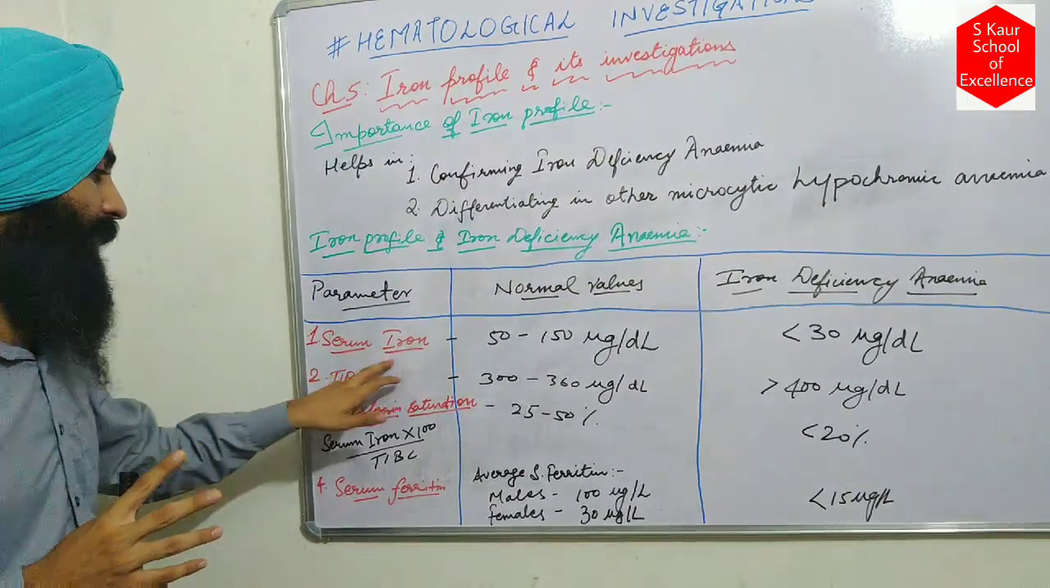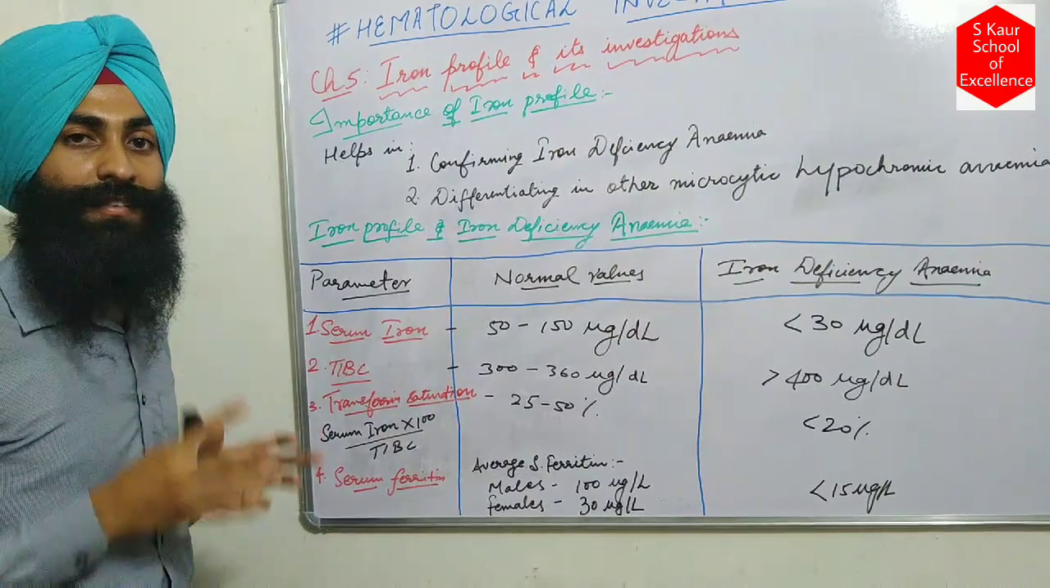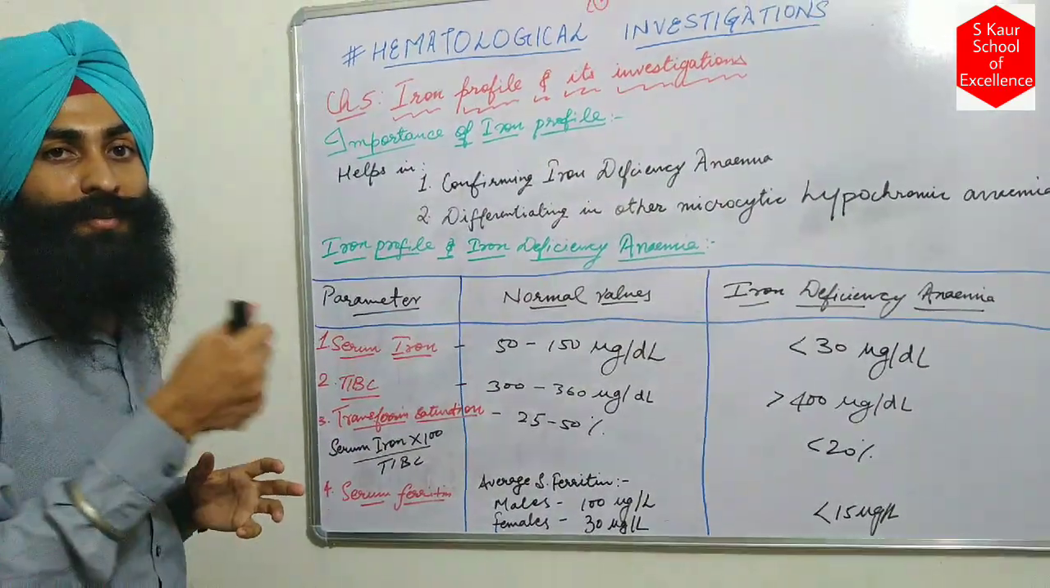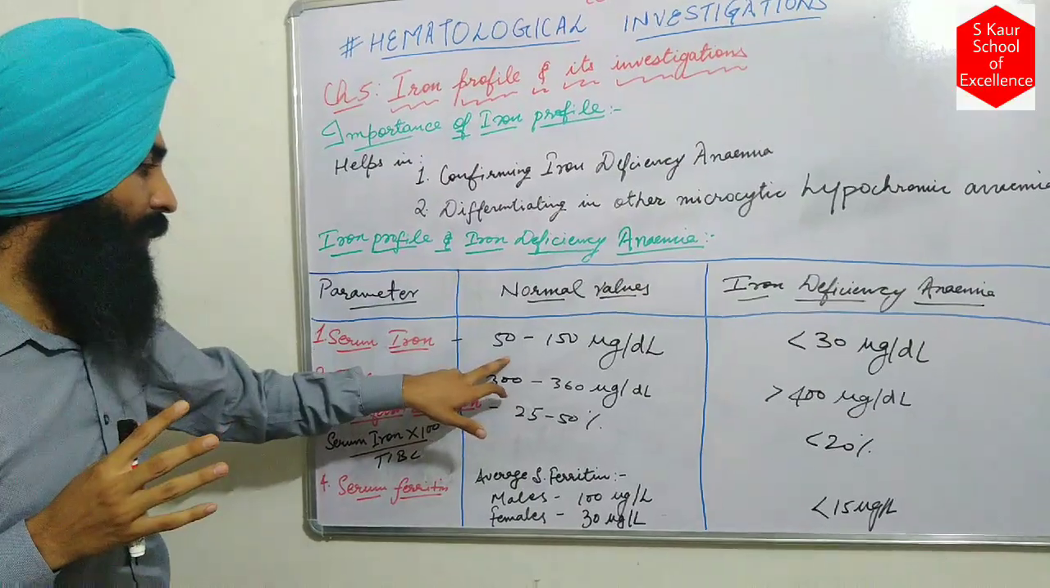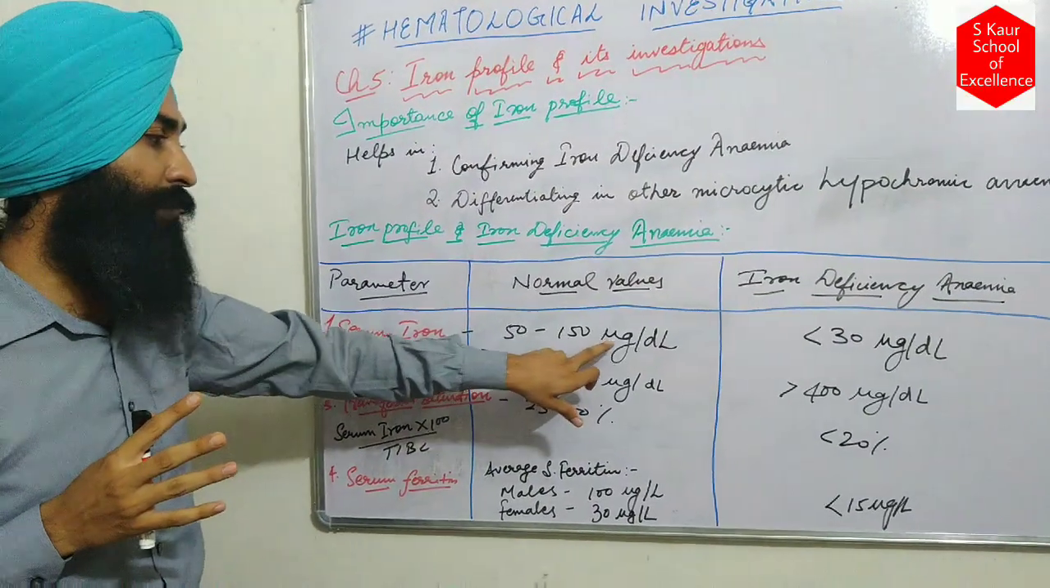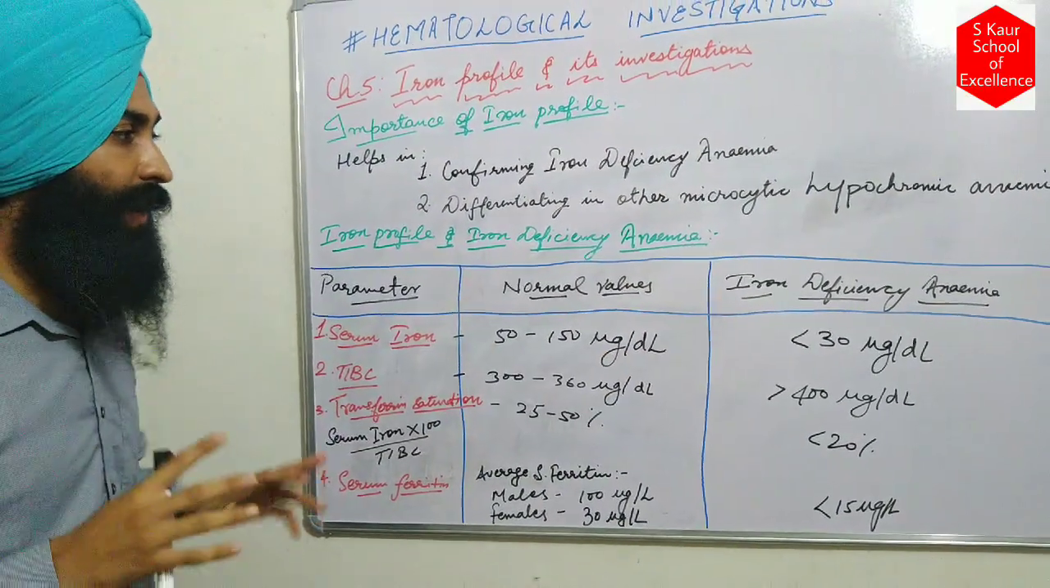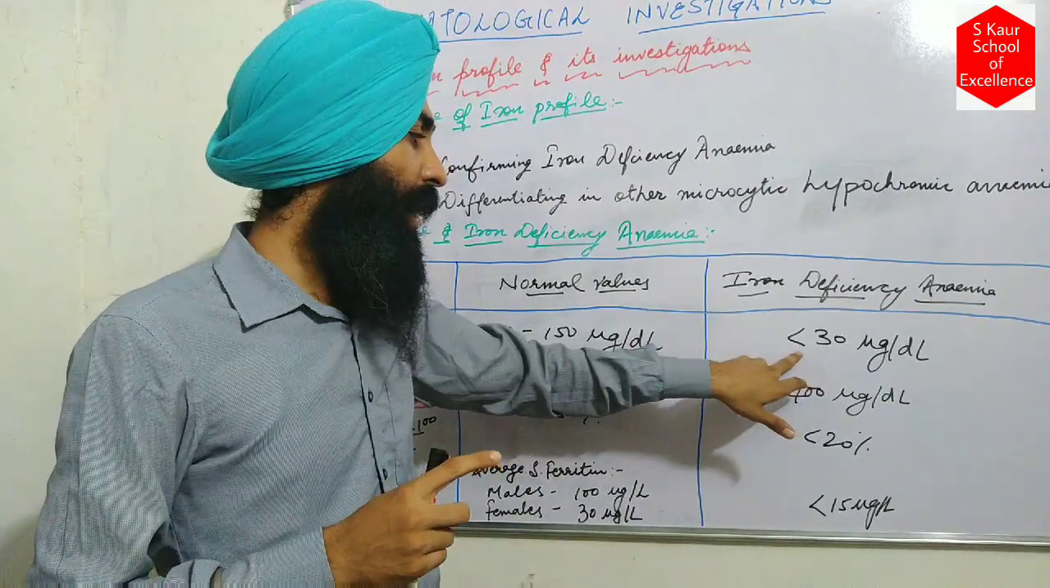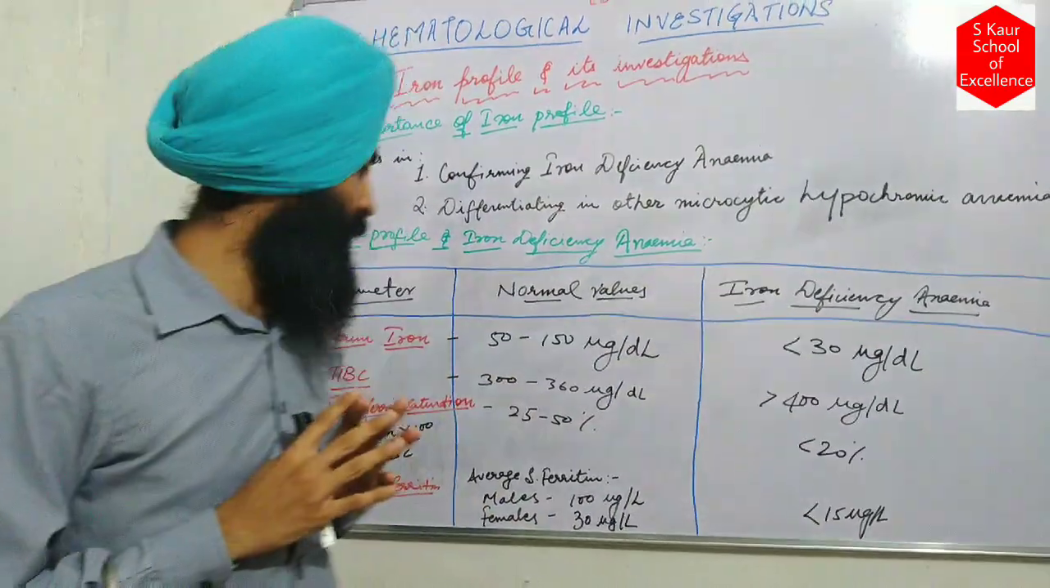First of all, serum iron. What is serum iron? It is the circulating iron which is bound to the protein transferrin. Normal value is 50 to 150 microgram per deciliter. And in iron deficiency anemia, it is less than 30 microgram per deciliter.